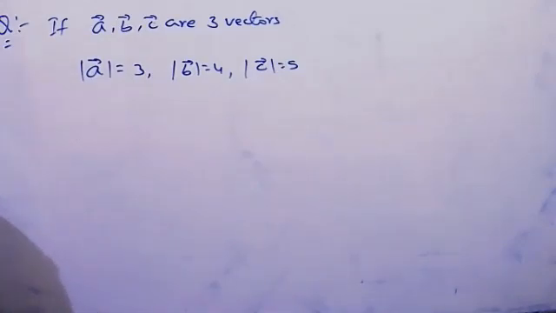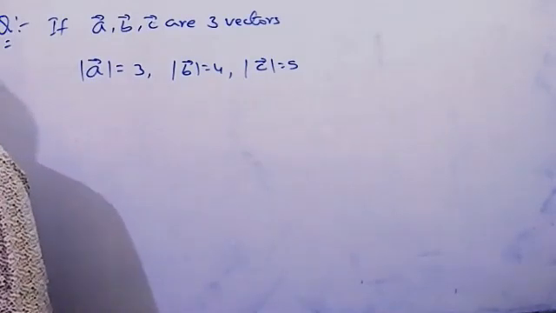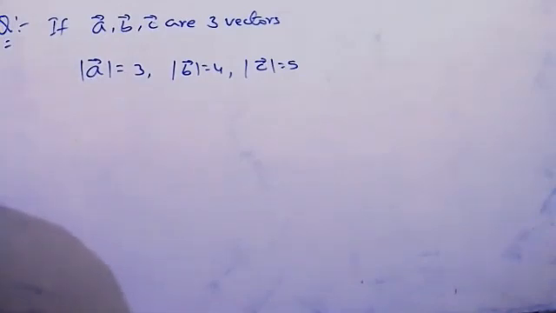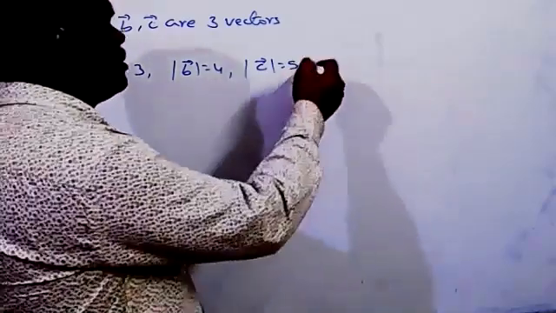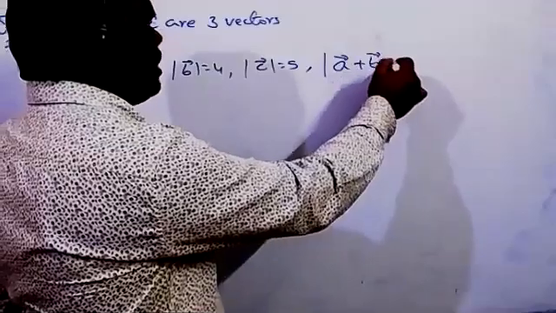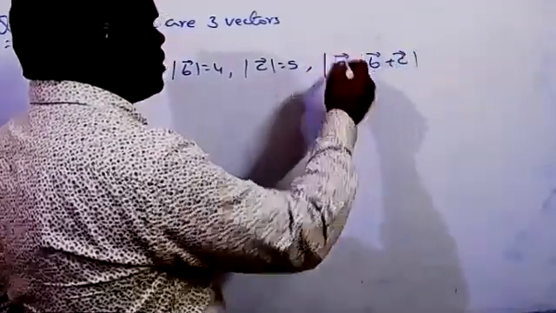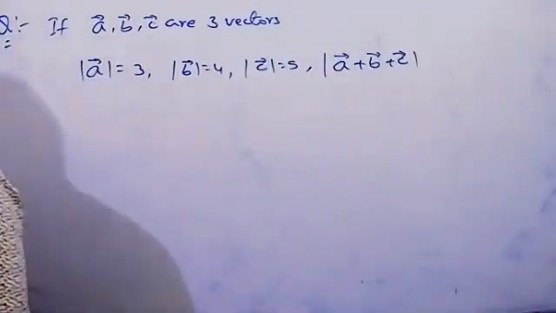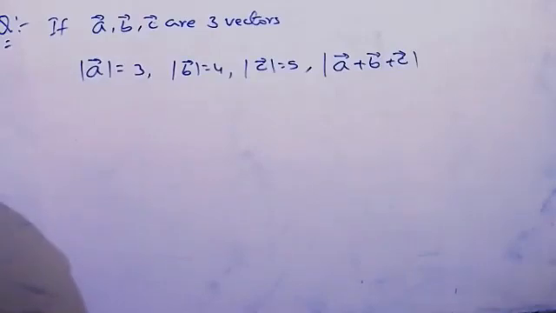And each one of them being perpendicular to the sum of the other two, find the magnitude of A plus B plus C. We need to find that.